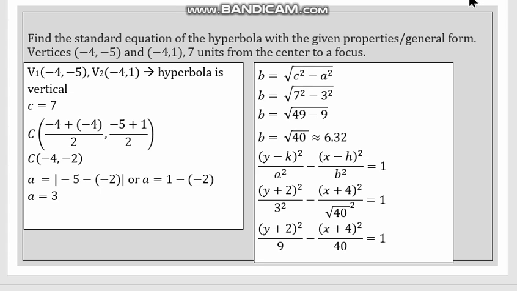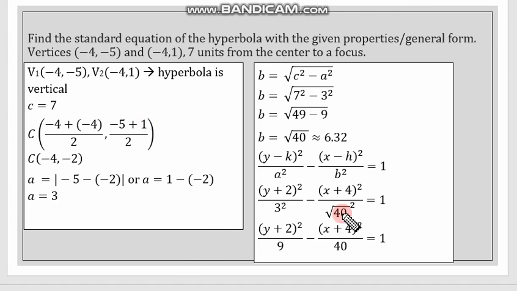Find the standard equation of the hyperbola with the given properties or general form. Vertices: (-4, -5) and (-4, 1). 7 units from the center to a focus.